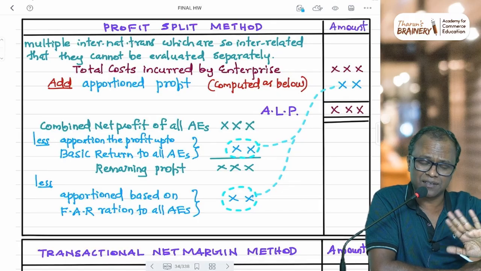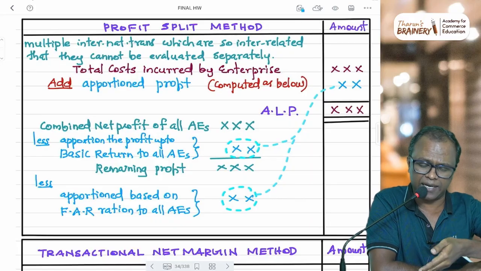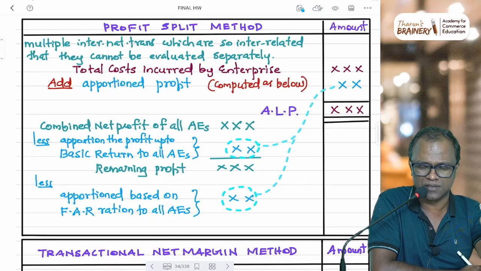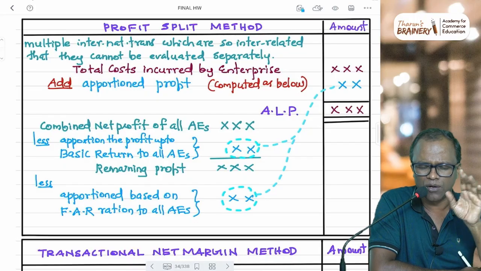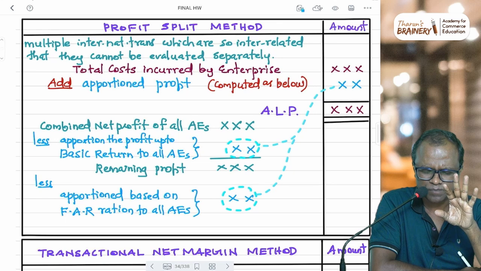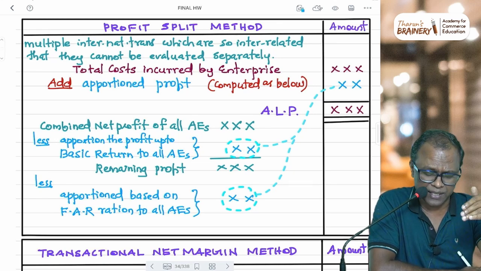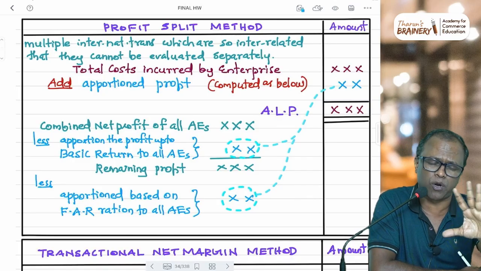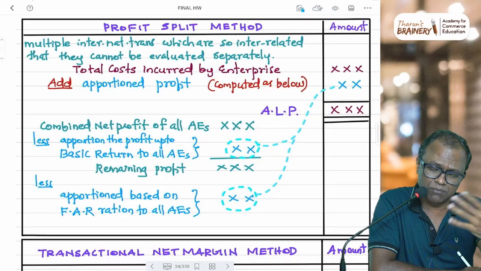If no basic return is given and only the FAR ratio is given, simply divide the combined net profit based on FAR ratio and add it to actual cost. We will get the arm's length price. That is known as the total profit split method. So they can ask a problem in two ways, either total profit split method or residuary profit split method. If the question is silent, we do only the total profit split method. If they give basic return and FAR ratio and ask us to compute the profit split method, then we have to do both. Sir, will the arm's length price in both methods be the same?